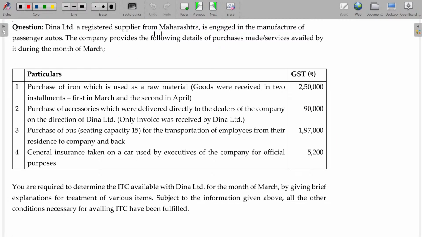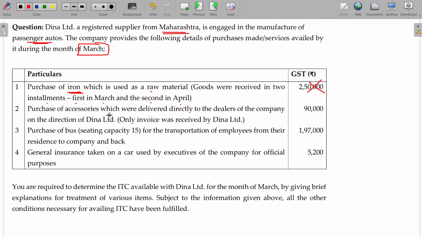Dina Limited, a registered supplier from Maharashtra, is engaged in the manufacture of passenger autos. The company provides the following details of purchases made and services availed during the month of March. Purchase of iron, which is used as raw material. Goods were received in 2 installments, first in March and second in April. We are in March. We will be eligible only on receipt of the last lot in April, not this month.